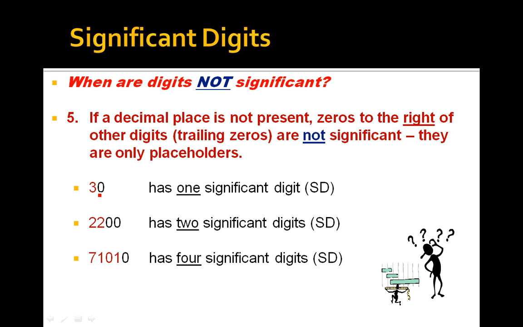So for example, say I got 30, 2200, 71,010. The zeros here are not significant. They're placeholders. So here I'd only have 1 significant digit, 2 significant digits. Here I have 1, 2, 3, sandwich rule, 4 significant digits. Let's take a look at this 2200. If I take 2200 and I write it as scientific notation, it would be 2.2 times 10 to the 3. So you can see here, very obvious, 2 significant digits, 2 significant digits.